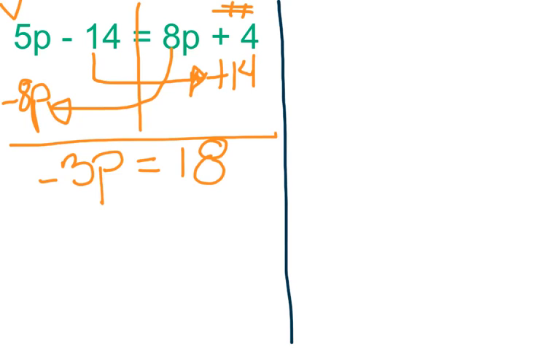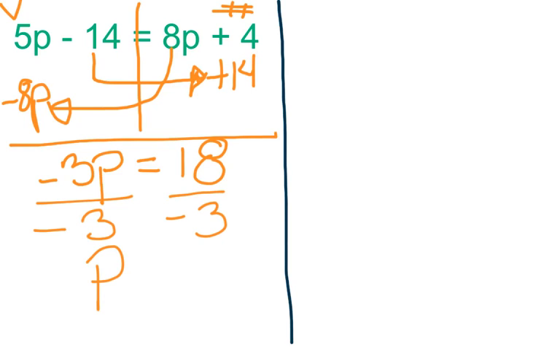Now the third step is to divide by the coefficient of the variable. In this case, the coefficient of the variable is negative 3. And so we're going to divide both sides by negative 3. Okay? And so what you're going to do here is you have p left over on the left side, because negative 3 divided by negative 3, well, that's just 1. And we don't have to write that down again.